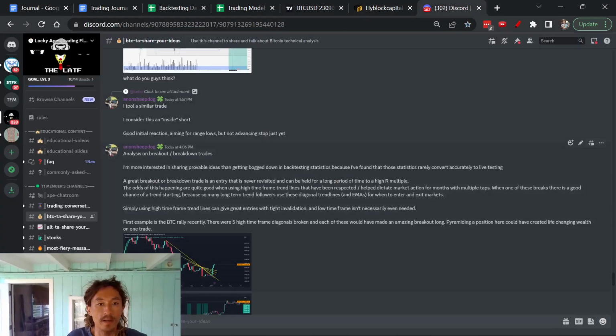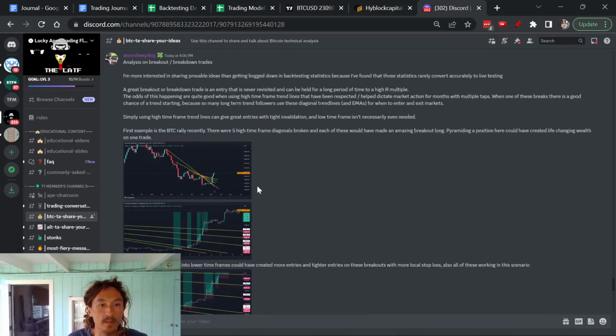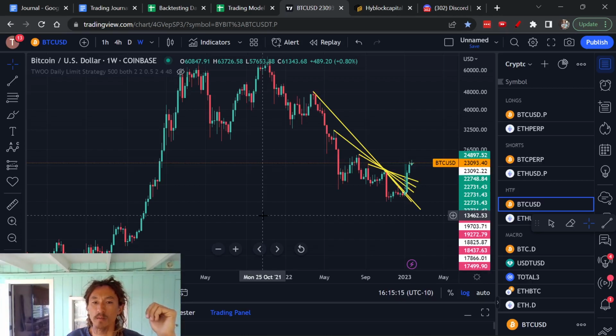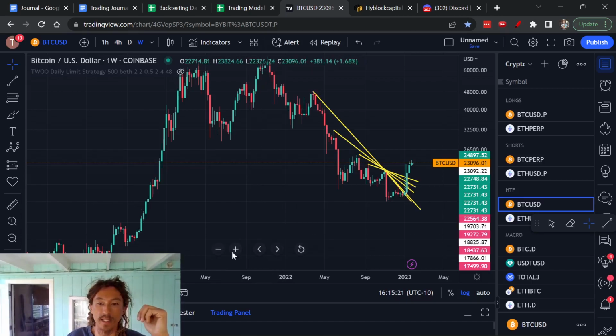And I did a thread here. I'm going to try to follow along as best as possible. Okay, so I'm more interested in sharing concepts that are provable by examples than by using data, because what I found is when backtesting, data rarely translates to realistic live testing data, and it's more important to understand why things happen. And if you can observe that things do happen, then understand why things happen, then you can trade it.